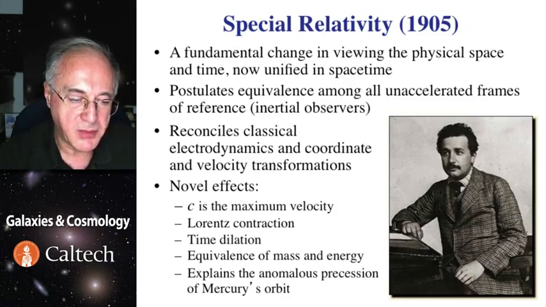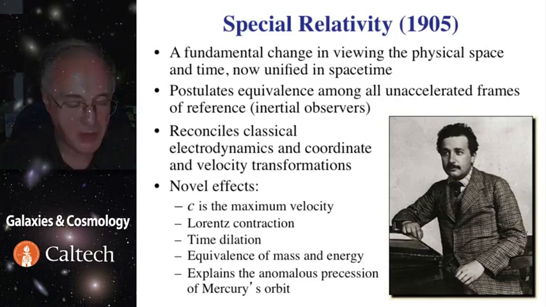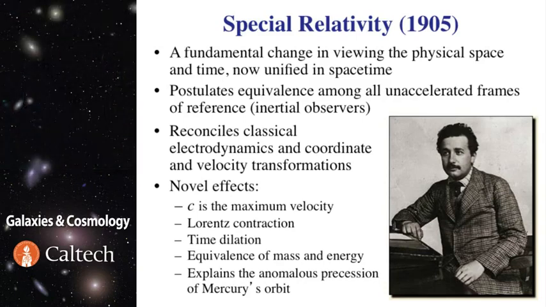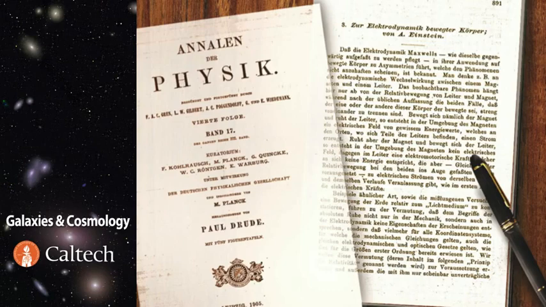And of course, it predicts the equivalence of mass and energy, the famous E equals mc squared formula, as well as a number of other effects. Here is the front page of Einstein's original special relativity paper from 1905. The special theory of relativity is limited in its application because it talks only about unaccelerated frames of reference. What happens with accelerated ones?